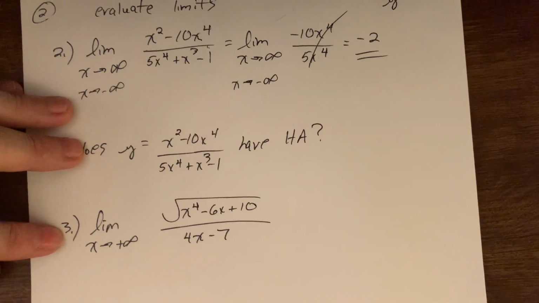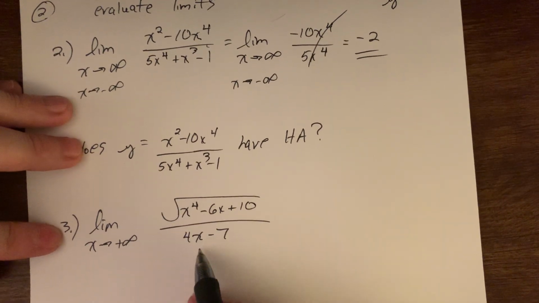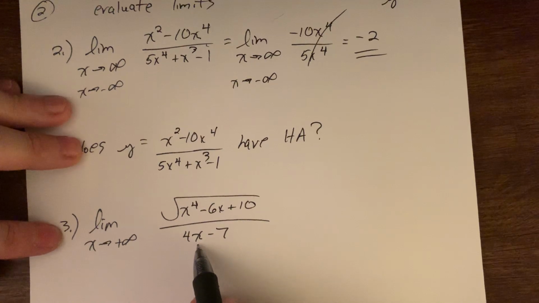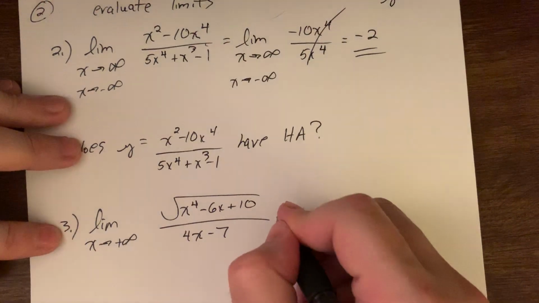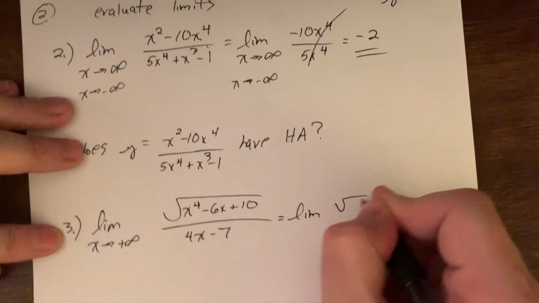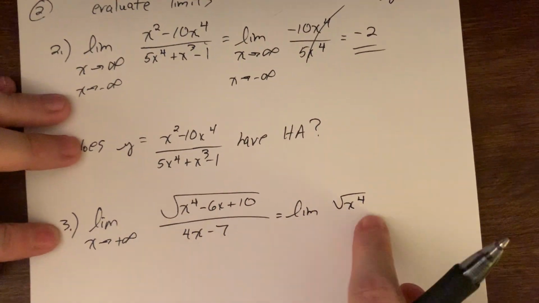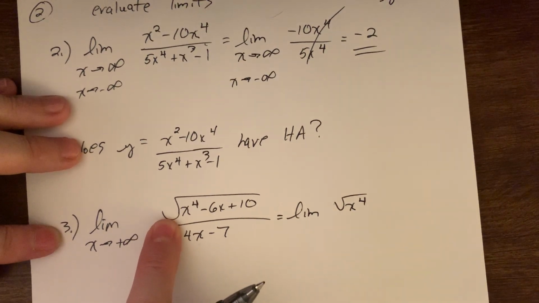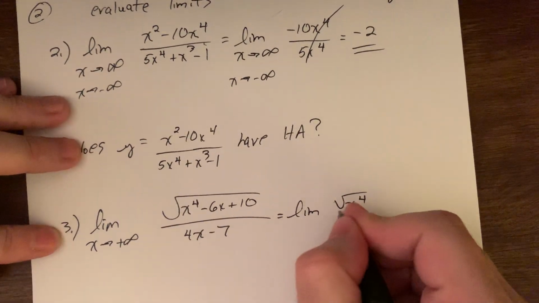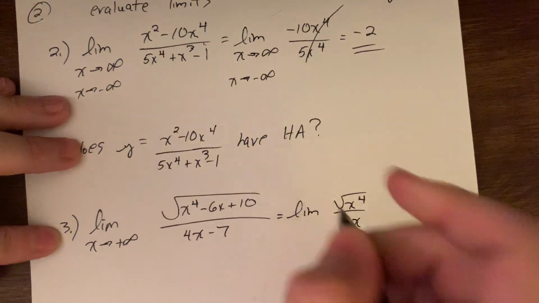Still dominant terms. Still focusing, I've looked at here and here, but just be careful. The dominant term of the top is not x to the fourth. The dominant term of the top is the square root of x to the fourth. That square root still needs to be a part of that dominant term. The denominator, it's just the 4x.